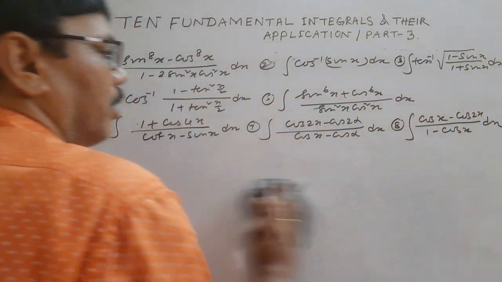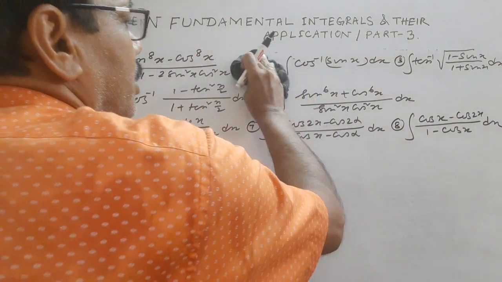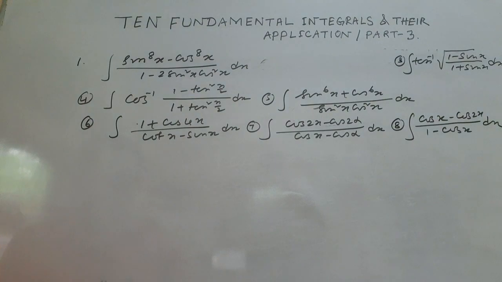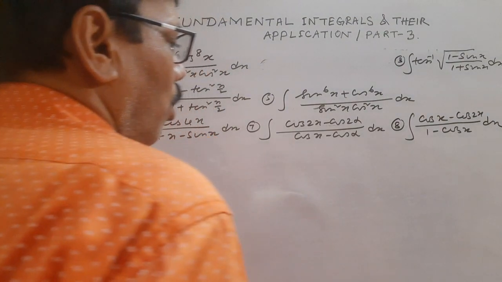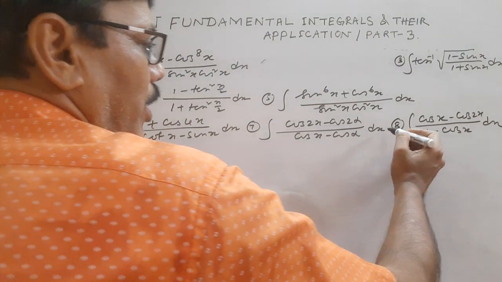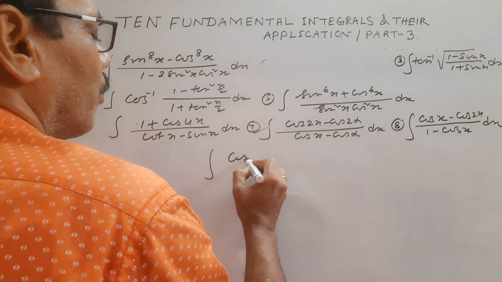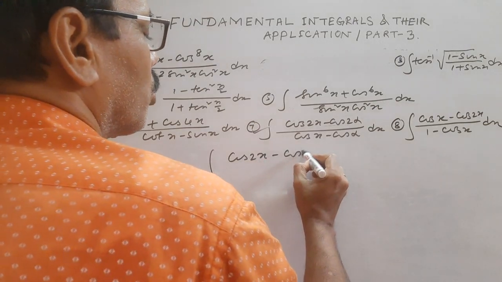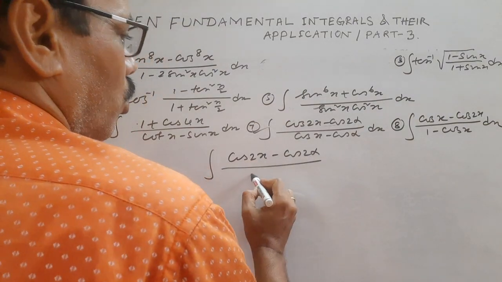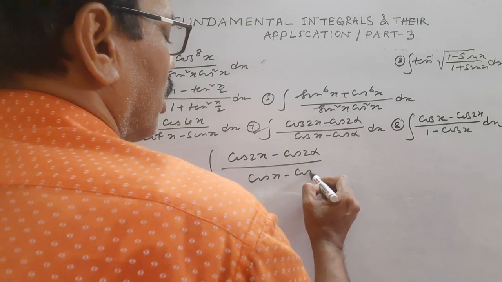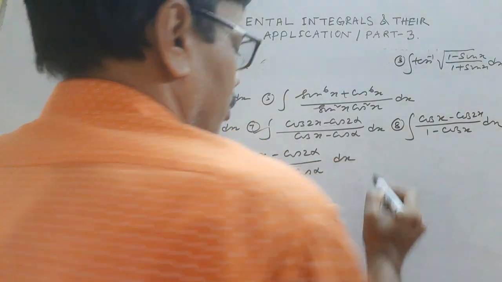Next, this is problem number 2. Now, problem number 7 first. Integration of (cos 2x minus cos 2 alpha) by (cos x minus cos alpha) dx.